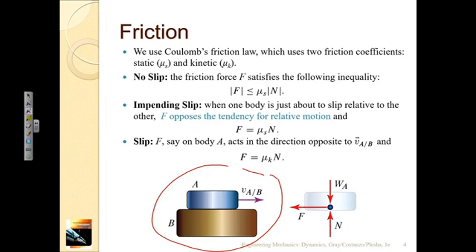So we've got the mass of A times gravity. Here we've got the mass of B times gravity. We've got a normal force pushing up, N_B. And we've got a force between these two, the normal force between A and B.